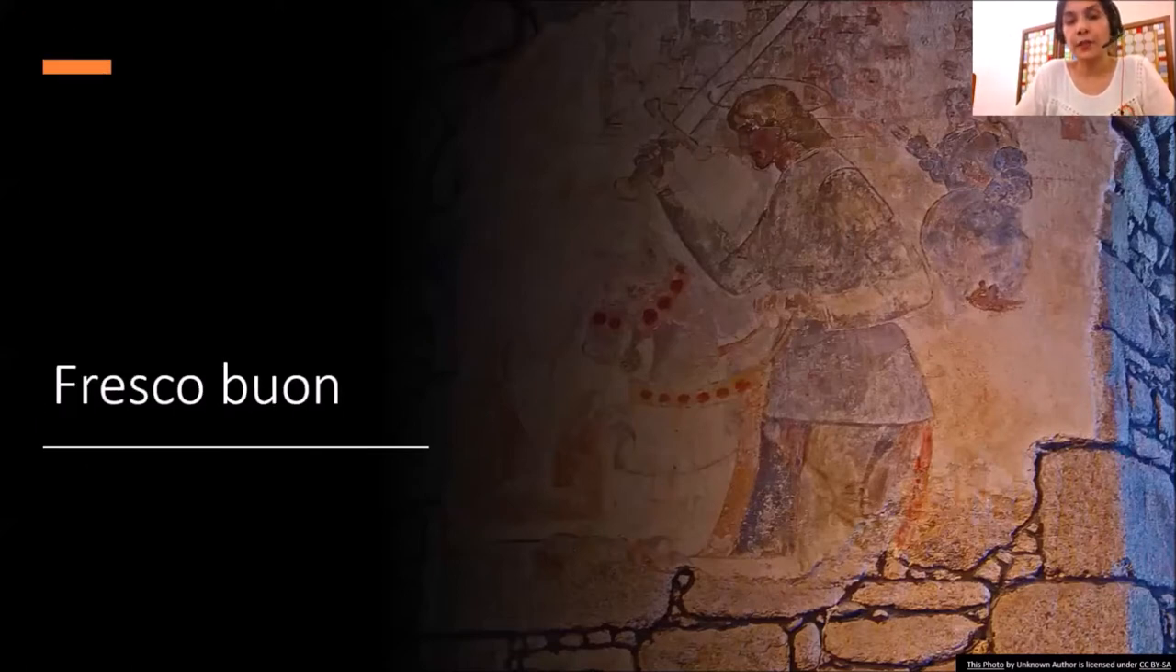But we'll first start with fresco buon. And this is the pure, true fresco, where the complete application of pigment or paint is done while the lime plaster is wet. Because as it dries, there's a chemical reaction taking place, and it binds the pigment in the process. So this particular technique is where the paint is applied when the lime plaster is still wet. The pigments are not applied after that.